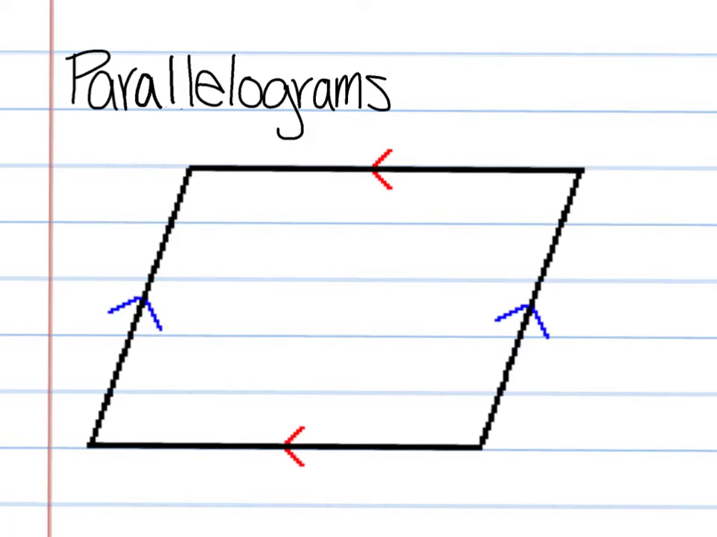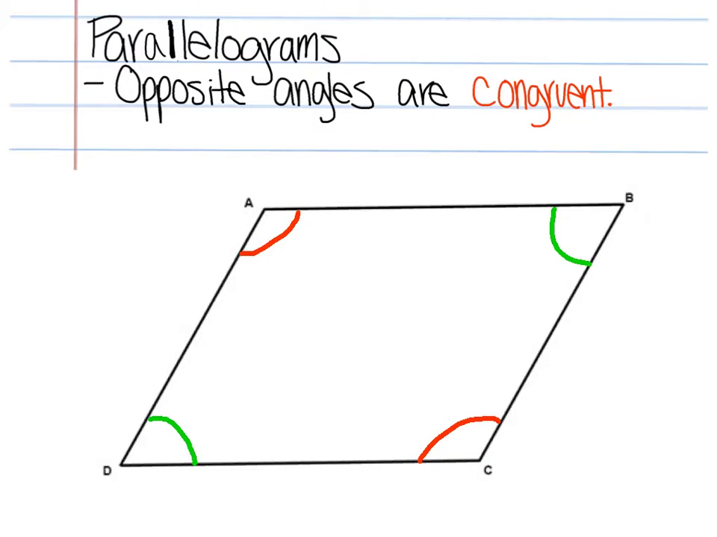For example 1, who knows what a parallelogram is? Yes, this shape. It's a quadrilateral. What's a quadrilateral? 4 sides, that's right. So a parallelogram is a 4-sided figure with 2 sets of parallel lines. So where the blue is right here, and then the red right here. 2 sets of parallel lines makes up a parallelogram.